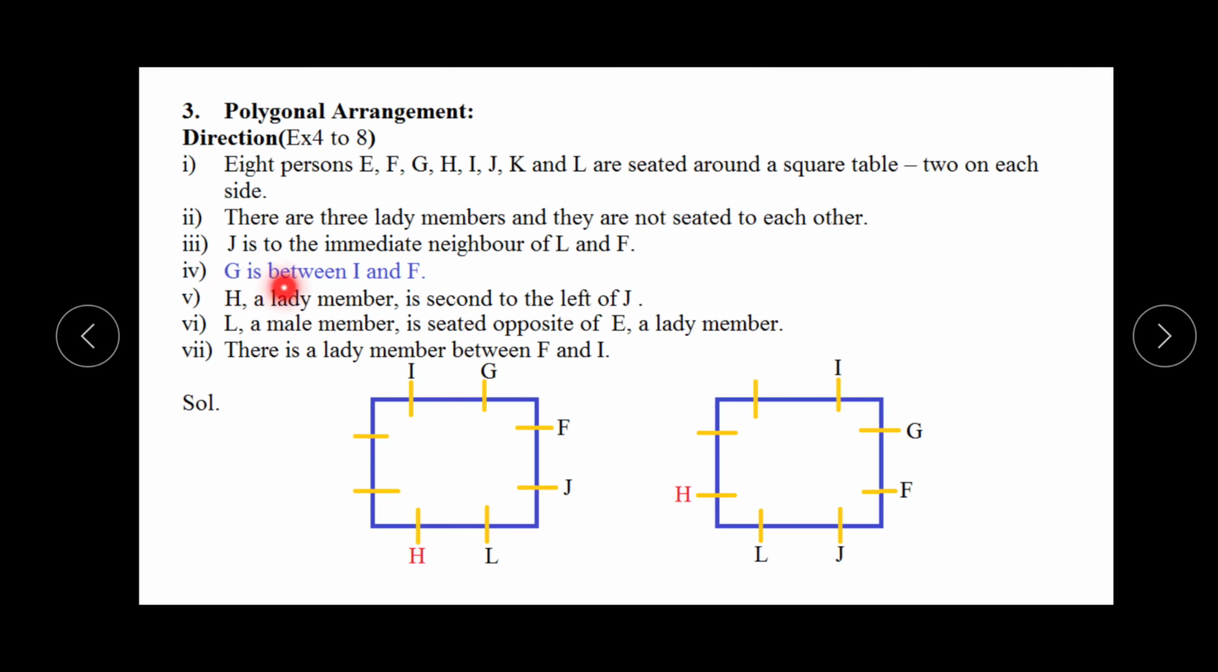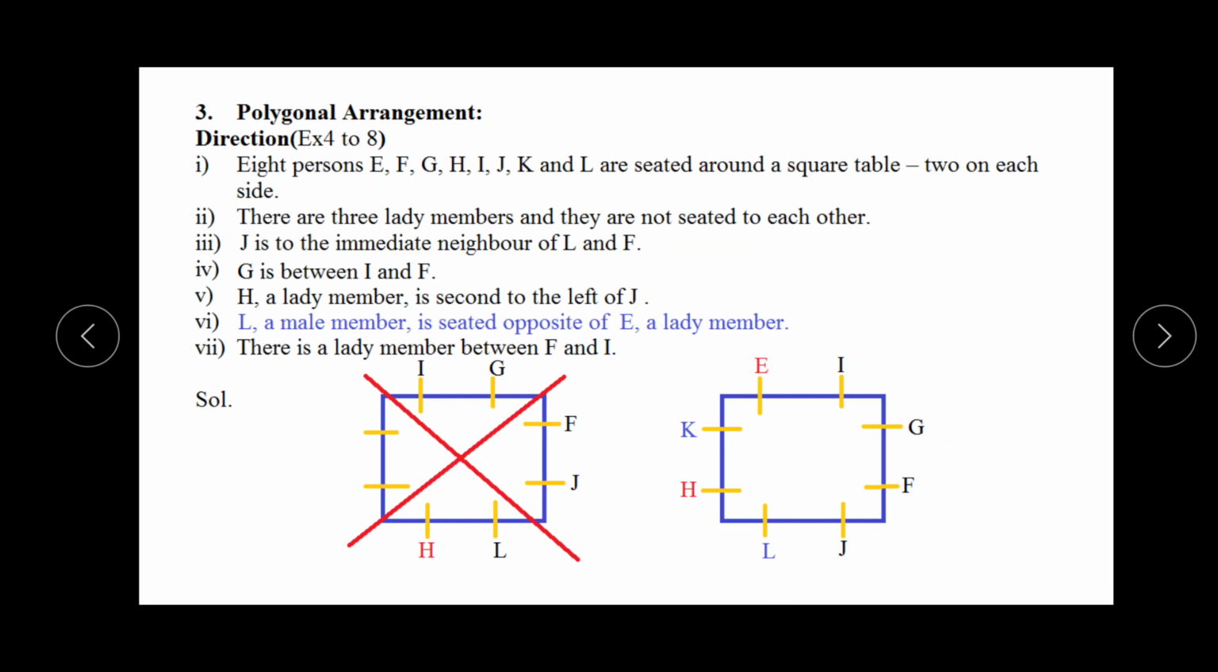In the next statement, G is between I and F. So if we take F at this place, then we cannot take G at this place or this place, because these are the fixed positions. It means the positions of L and F are fixed. Now we will take L at this place and F at this place. By taking F at this place, it is possible that we can take G between I and F. Here also we will take F at this place, and G will be between I and F.